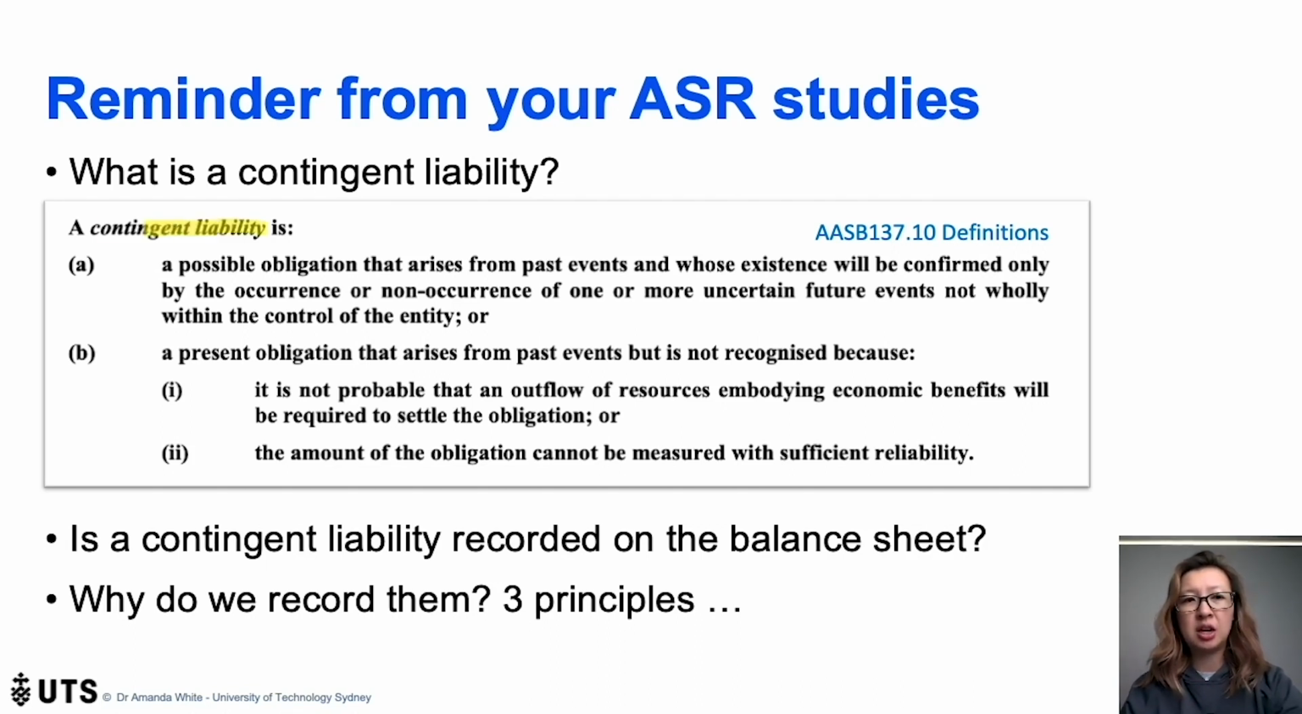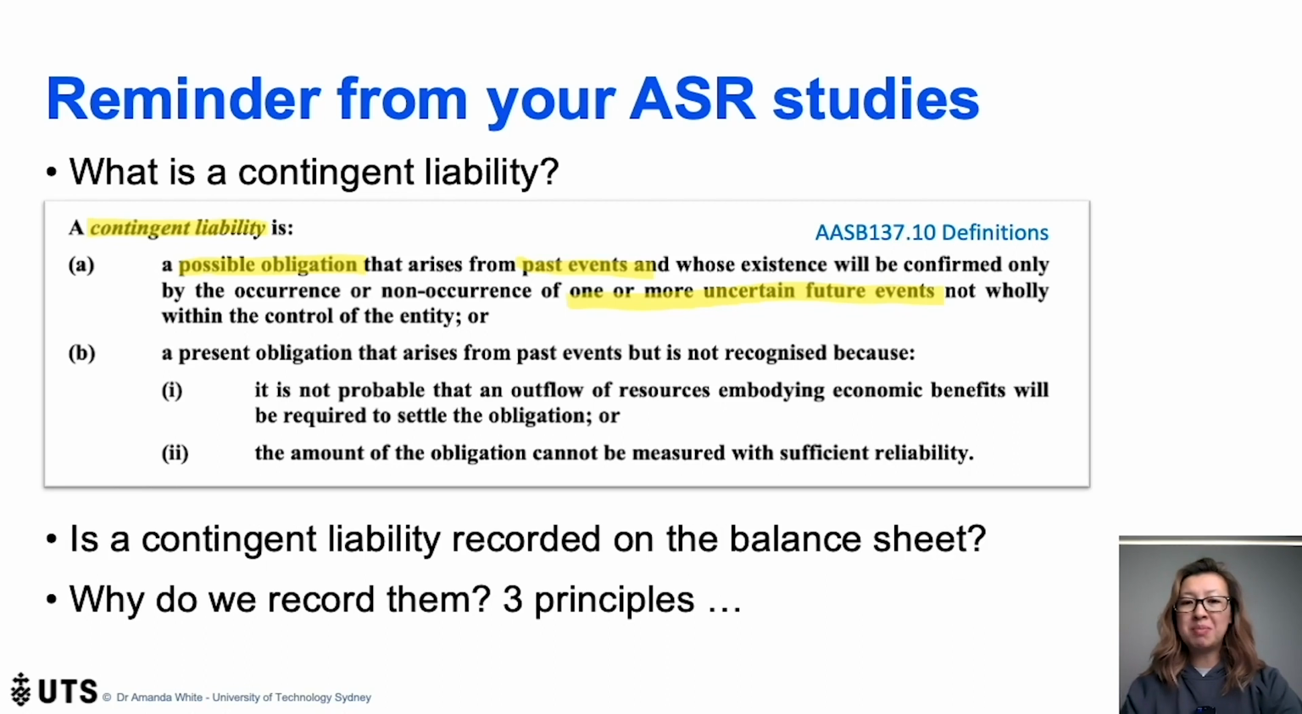We've got a definition here that comes out of AASB 137, paragraph 10. It's a possible obligation that arises from past events and whose existence will only be confirmed by the occurrence or non-occurrence of one or more uncertain future events. And that's things outside of our control. So something has happened in the past, which means that something may or may not happen in the future, which may or may not result in a liability. So these we call contingent liabilities. All right.